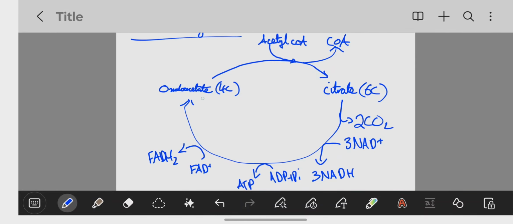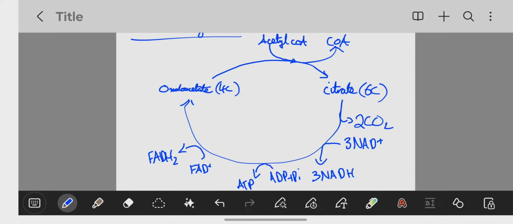We released that acetyl coenzyme A to bind with oxaloacetate, which is a 4-carbon compound, to produce a 6-carbon compound called citrate. And to produce citrate and reform oxaloacetate, we lose 2 carbon dioxides, produce 3 lots of reduced NAD, 1 molecule of reduced FAD, and we also produce a molecule of ATP.